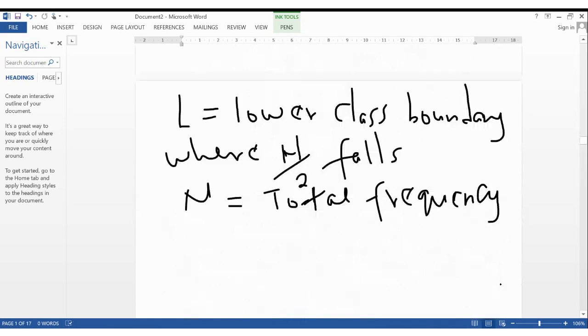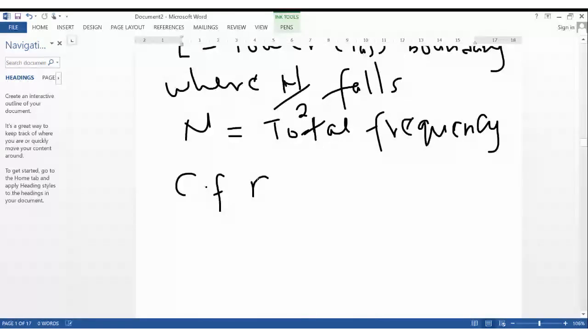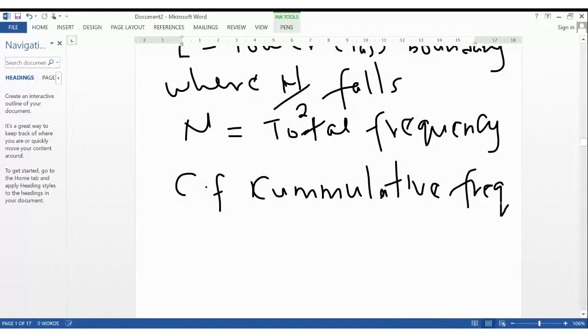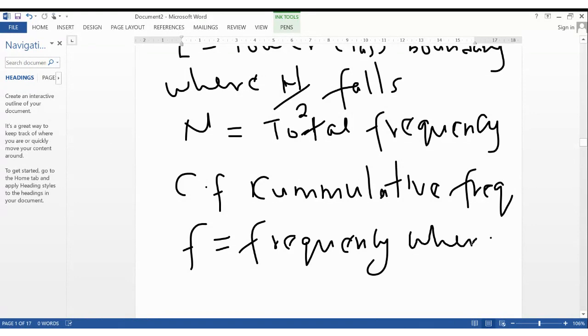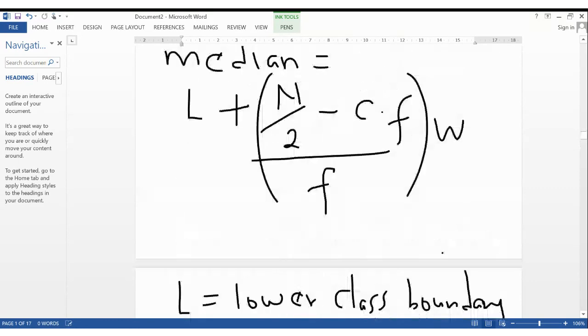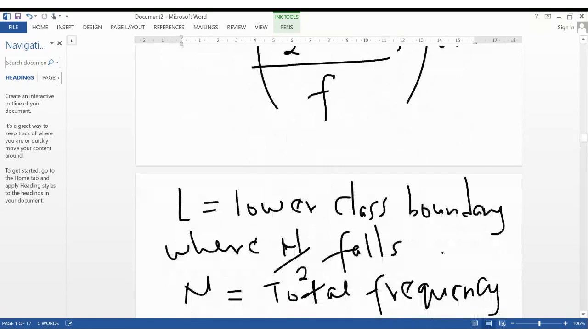This one is the cumulative frequency. Now this one, our F, is the frequency where N over 2 falls. Then I have what the W had explained. So if you go back to the notes and understand these formulas, then it will not be that hard.